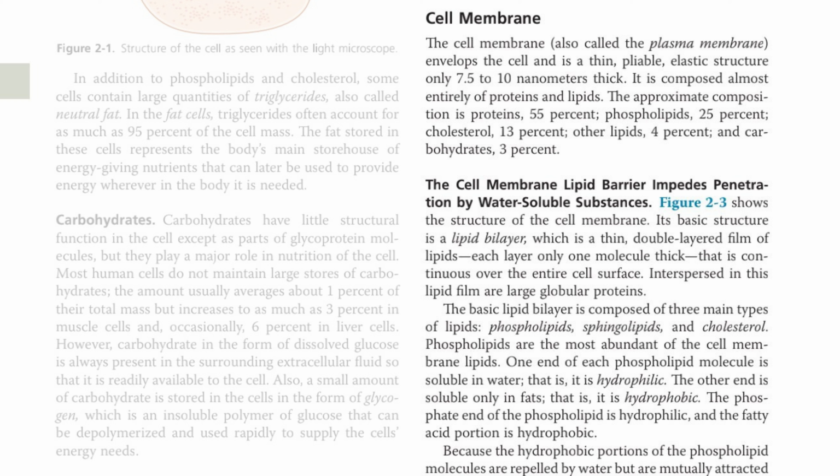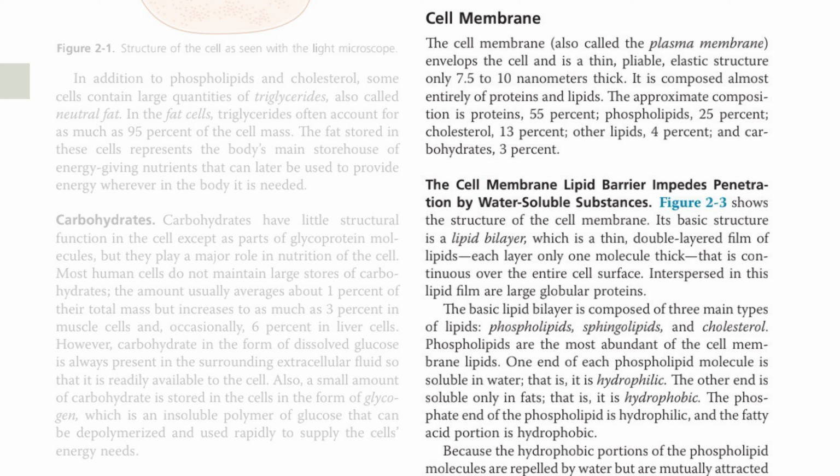It is composed almost entirely of proteins and lipids. The approximate composition is proteins, 55%, phospholipids, 25%, cholesterol, 13%, other lipids, 4%, and carbohydrates, 3%. The cell membrane lipid barrier impedes penetration by water-soluble substances. Figure 2-3 shows the structure of the cell membrane. Its basic structure is a lipid bilayer, which is a thin, double-layered film of lipids, each layer only one molecule thick, that is continuous over the entire cell surface. Interspersed in this lipid film are large globular proteins.